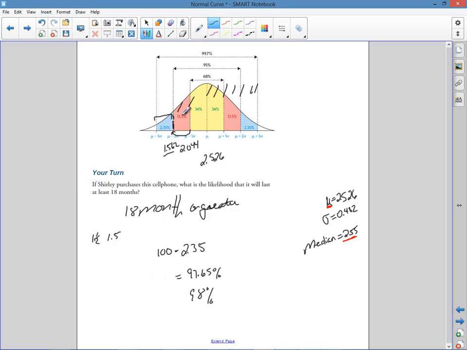So you have to keep in mind in the chart here what exactly you're looking for. So looking for at least, we're considering all the data from here up. The chart should represent 100% of all cell phones. And then we're just going to remove those cases where the cell phone wouldn't last that long. If we remove the cases where the phone wouldn't last that long, we'd be left with times when the phone does last that long or more.